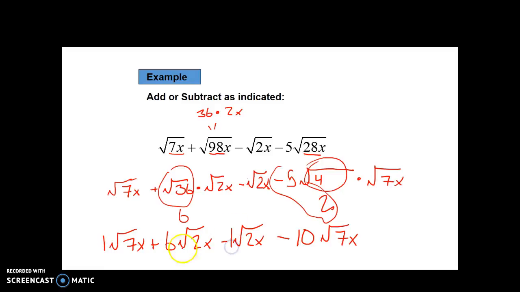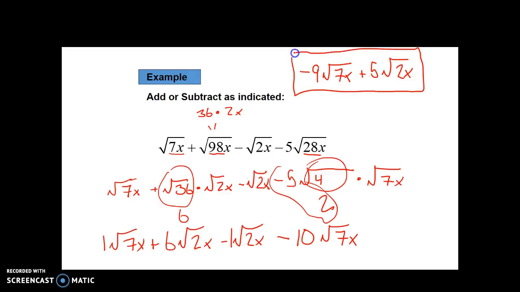This is a 1. Now let's combine some like terms. I have 1 root 7x minus 10 root 7x. So that's going to be minus 9 root 7x. And then I have 6 root 2x minus 1 root 2x. And that's going to be plus 5 root 2x. Awesome.